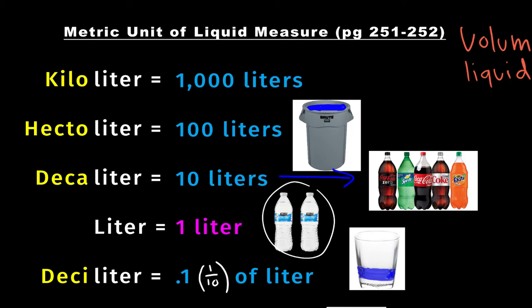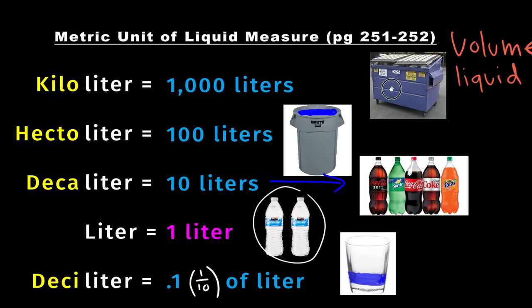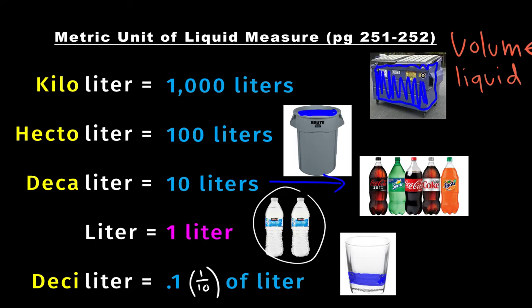So let's look at the very last one, a kiloliter, which is, sorry, 1,000 liters. You can imagine the dumpster we have in the parking lot in our school, and we fill that dumpster up with water up to the very top. So the liquid inside that dumpster would equal about 1 kiloliter, or 1,000 liters. Okay.